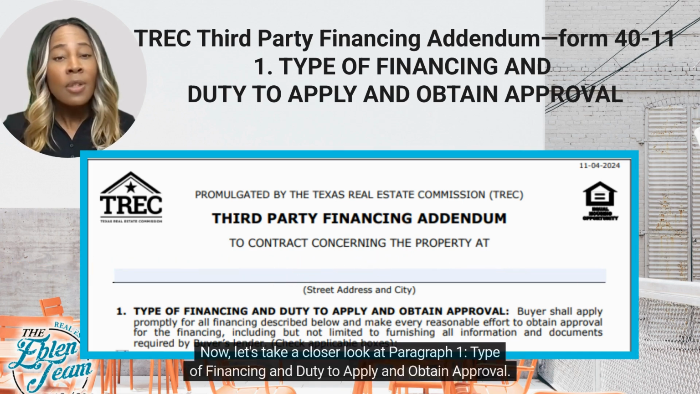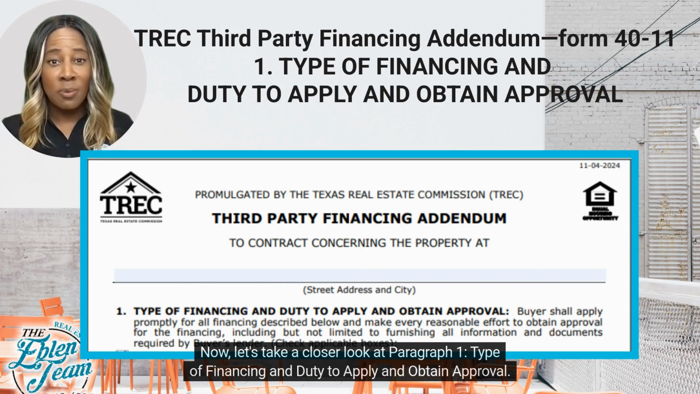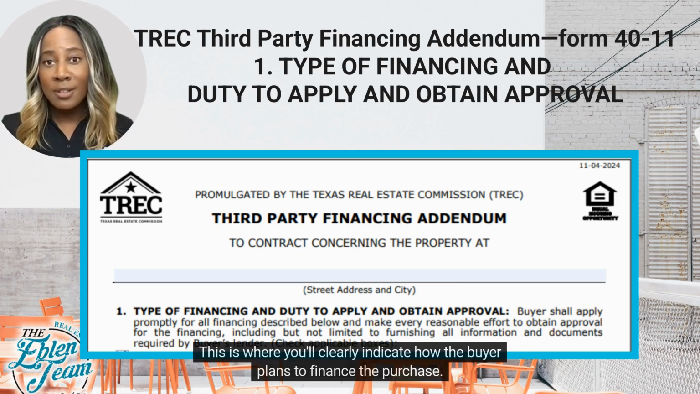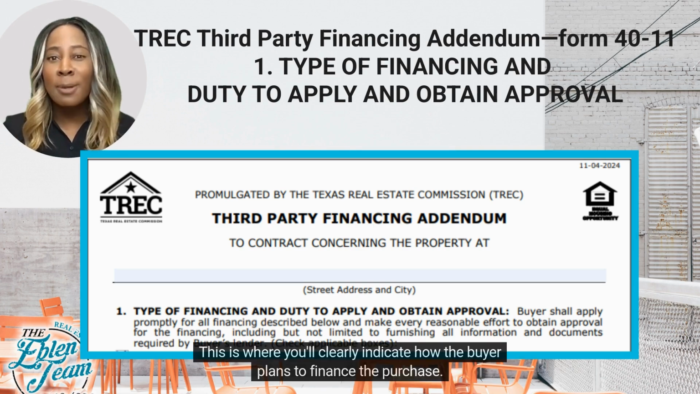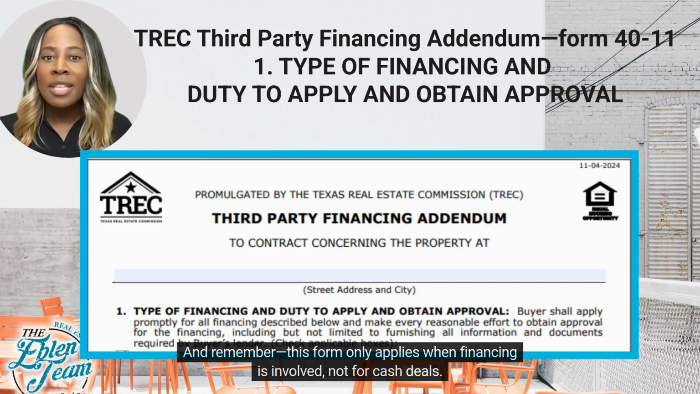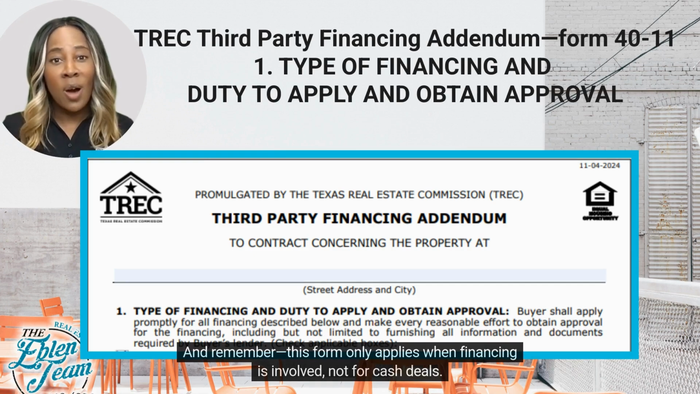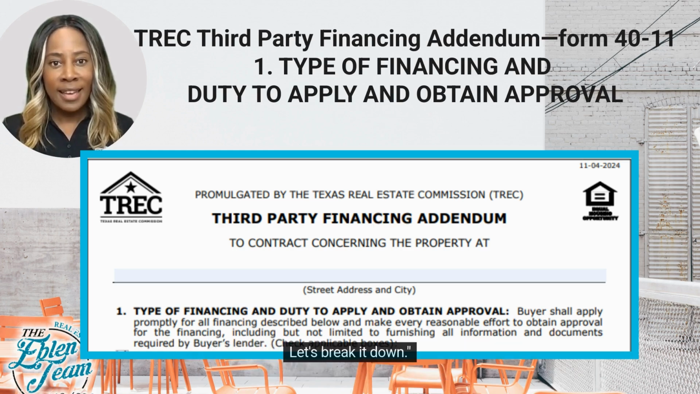Now let's take a closer look at paragraph 1, type of financing and duty to apply and obtain approval. This is where you'll clearly indicate how the buyer plans to finance the purchase. And remember, this form only applies when financing is involved, not for cash deals. Let's break it down.